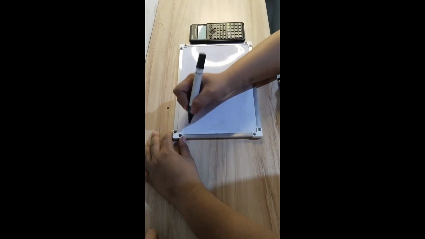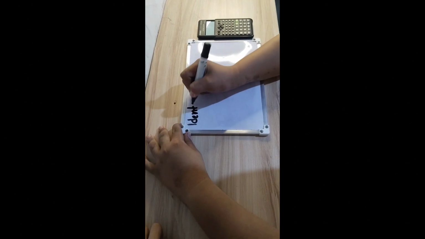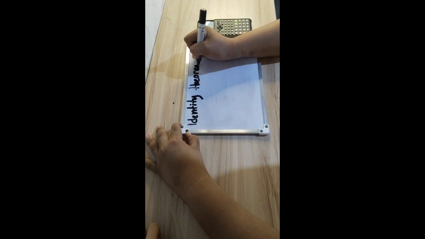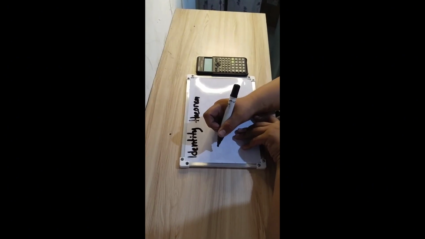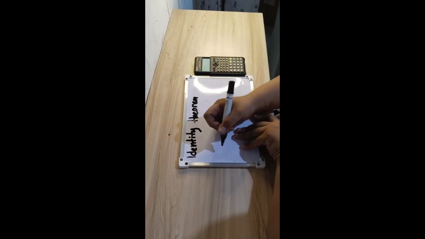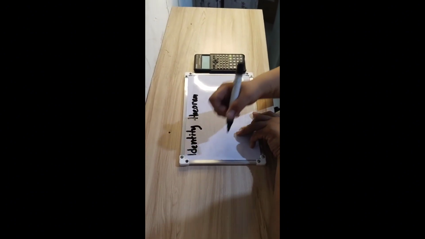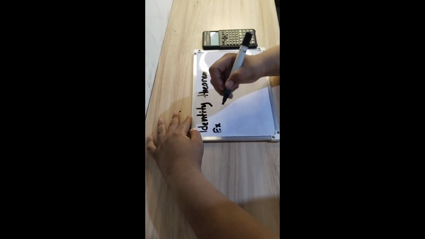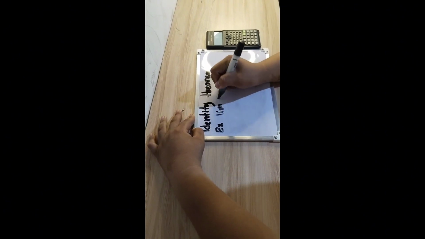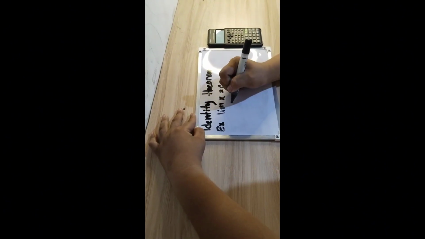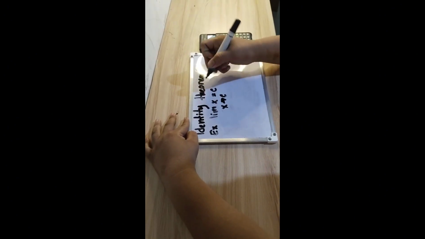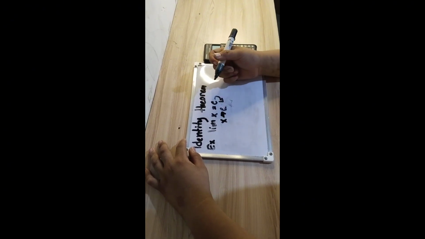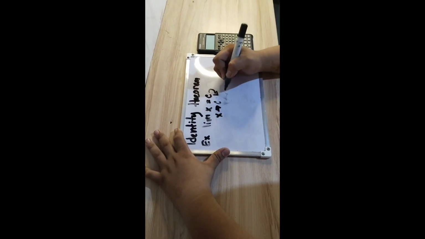Our next topic is identity theorem. Identity theorem. Let C and K be real numbers so that the limit of f of x and the limit of g of x exist as x approaches c. Here is the example. The limit of x is equal to c when x approaches c. The value of c is always equal to this variable. Let's change the c into a real number.